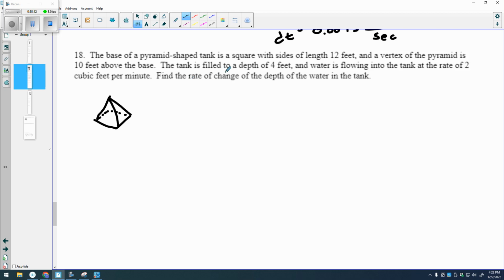The tank is being filled. Oh, sorry, side length of 12. Let me put all my information in here. And this height over here is 10. Again, I'm not going to draw that in, but I'll just put 10 equals H. The tank is filled to a depth of 4 feet. So this right here is my tank level, and this is 4 feet.